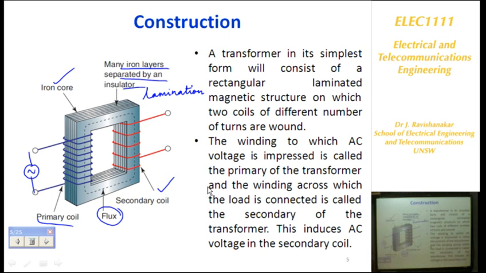So basically, if you take a transformer, it has three main important parts. One is the core of the transformer, the iron core. The other one is the primary winding, and the third one is the secondary winding. And we can note here that the number of turns in the primary winding and the number of turns in the secondary winding are different. So what is the use of having fewer turns or more turns in the secondary winding? We will see that now.